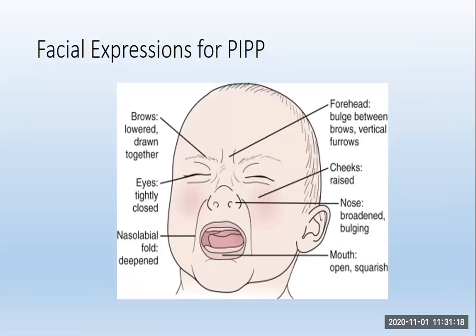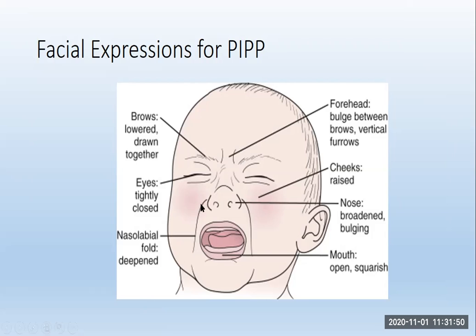So these are about facial expressions. You can see here the brows are lowered and drawn together. So these are the eyebrows. Second one is forehead bulge between the brows. They are vertical furrows. You can see this. Eyes tightly closed. This is also one of the examination findings for assessing the score.